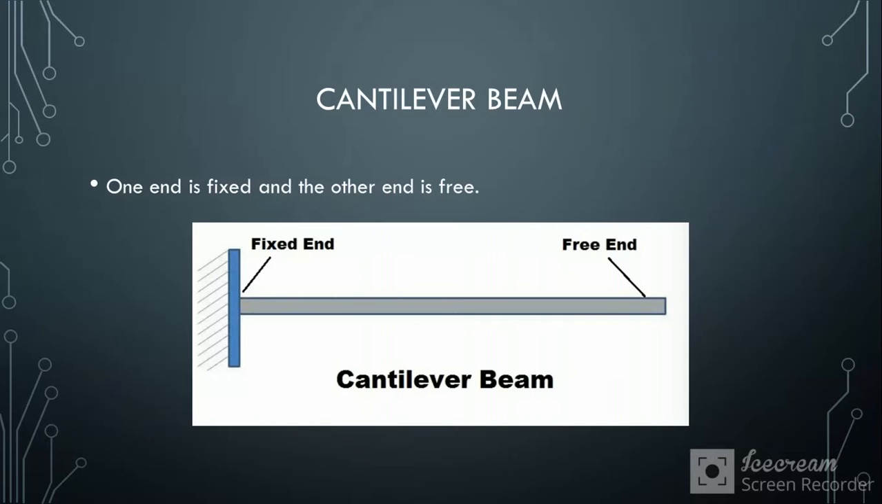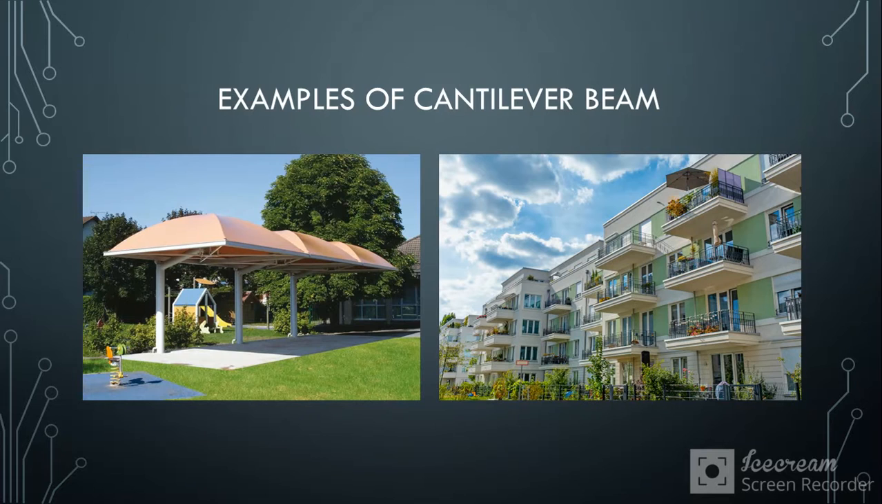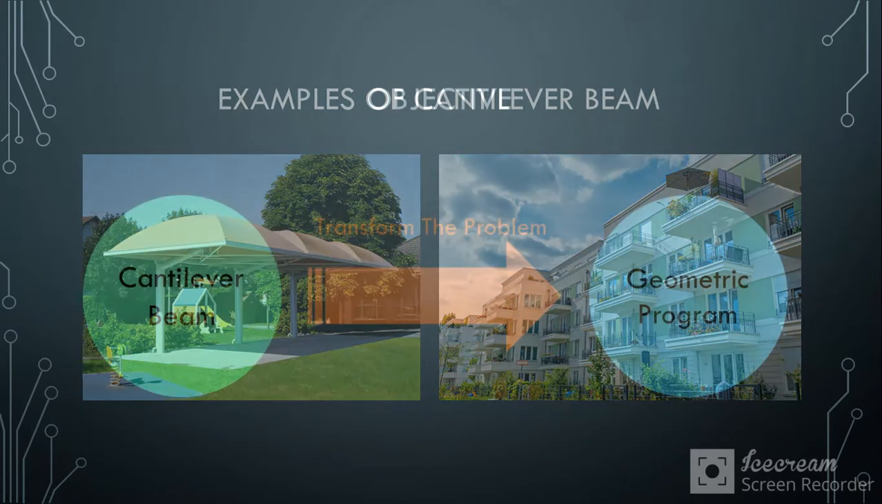So what is a cantilever beam? A cantilever beam is a beam whose one end is fixed and the other end is free, as we see in the picture. Some practical examples of cantilever beams are balconies of modern buildings and parking sheds. We see these kinds of structures in our daily life almost every day. These are the classic examples of cantilever beams.